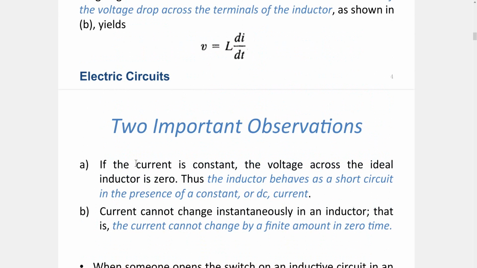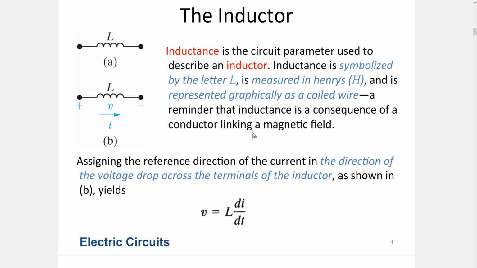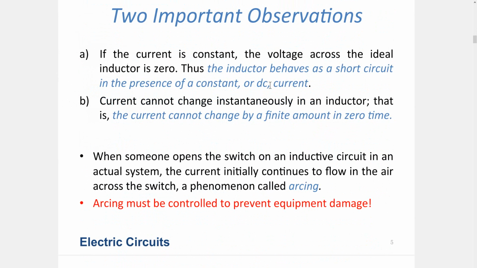How can we observe it? If the current is constant, then its time derivative will be zero. This means that the voltage across the inductor will be zero. If the voltage across any component is zero, it means there is a short circuit between the terminals. So this is why we observe that the inductor behaves like a short circuit in the presence of a constant DC current.